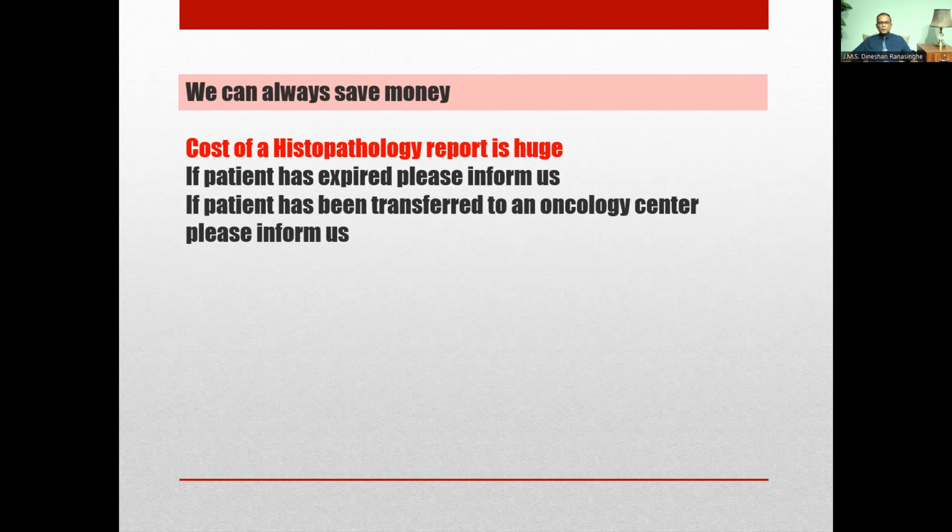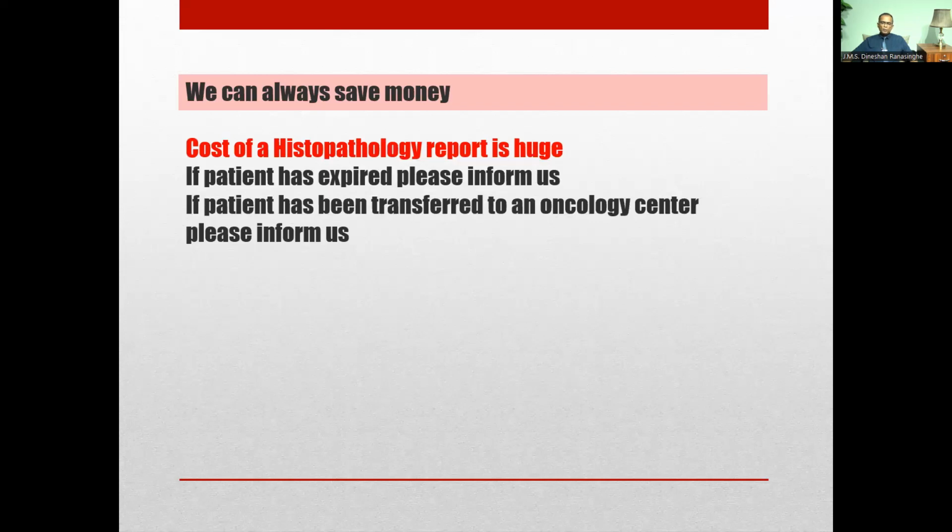At the same time, if the patient has been transferred to an oncology center, please inform us, because it will be faster for the patient to get it done at that oncology center itself than having it couriered to the place where the immunohistochemistry is done. From the patient's side, the report will reach the patient through a faster channel if we do it at the place where the patient is being followed up. So if the patient has been sent to an oncology center in the country, the patient may be able to do it then and there.